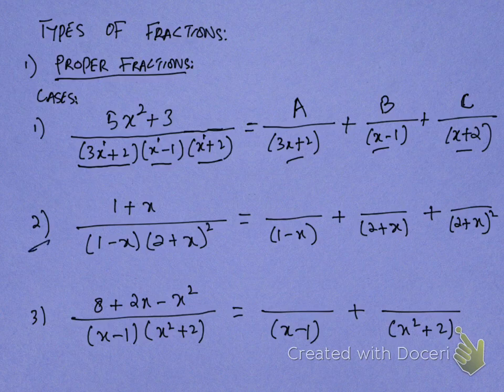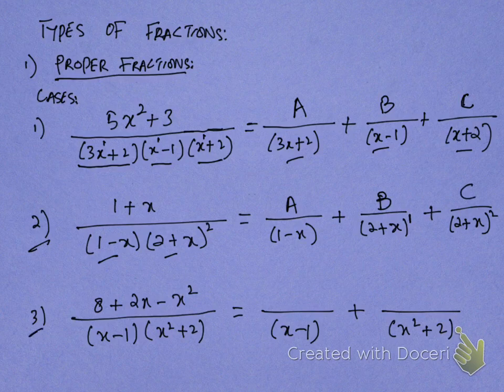Case number 2. The denominator has a linear factor and a repeated linear factor. Since we write the repeated linear factor twice, this fraction can be split into 3 fractions. So we have 1 minus x, then 2 plus x with power 1, and then 2 plus x with power 2. As all the factors are linear, we must have constants in their numerators.